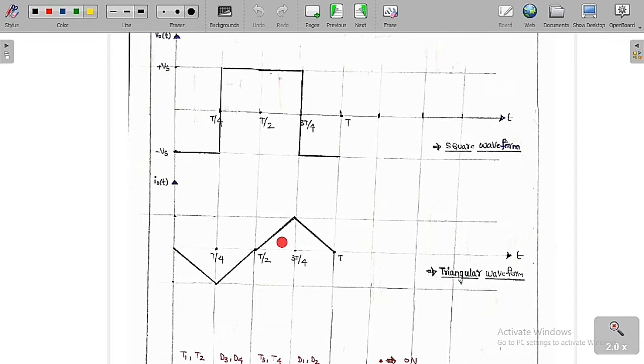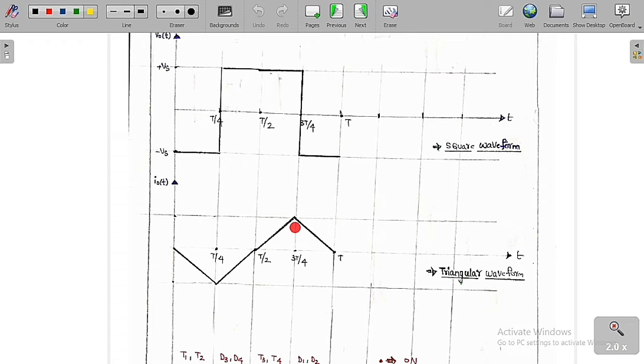After that I am going to turn on T3 T4. If I turn on T3 and T4, then the output voltage is equal to Vs and the output current is going to get charged in the positive direction. Then I am going to turn off all the thyristors.